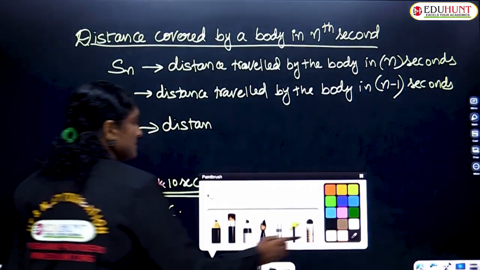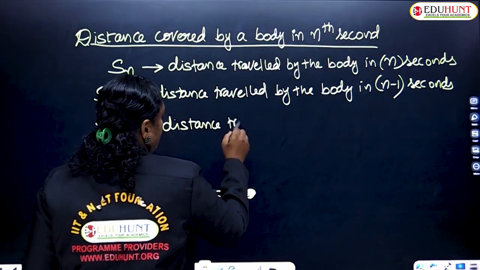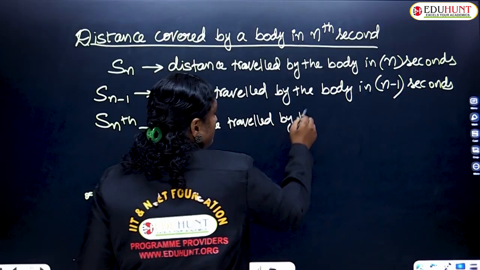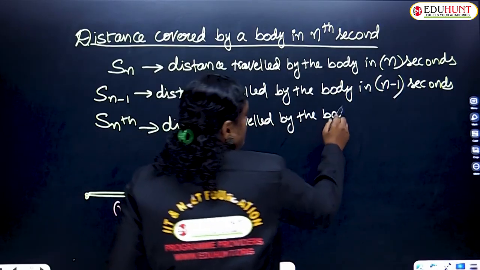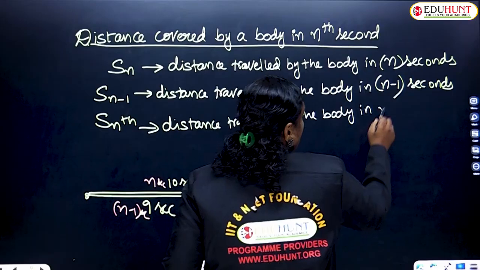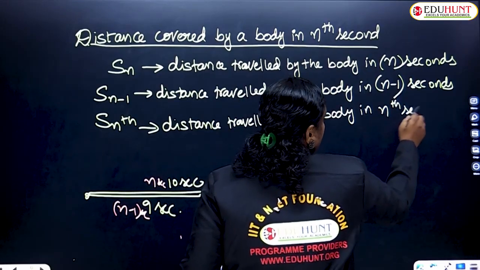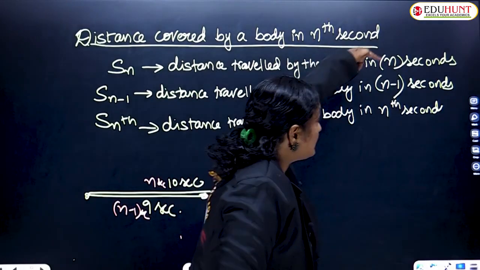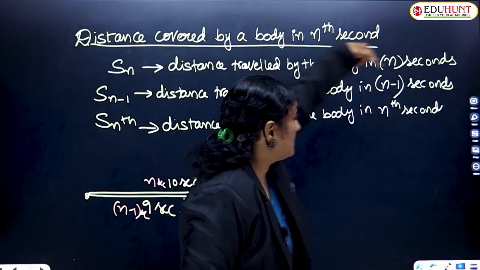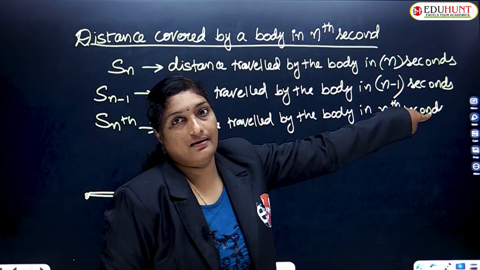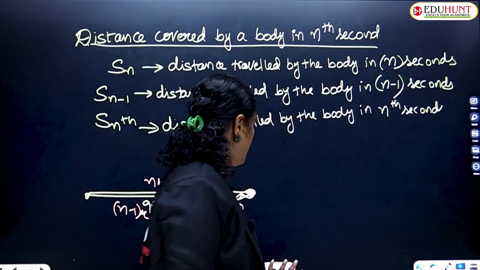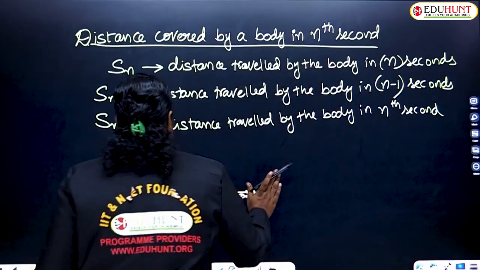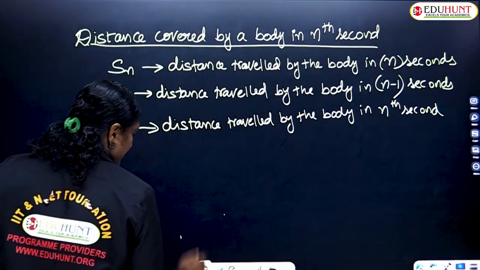So the distance traveled by the body in the nth second. Children, it makes a lot of difference. This is n number of seconds, this is the nth second. Makes a lot of difference, children. Okay, n number of seconds and nth second. Okay, so let us try to understand this.